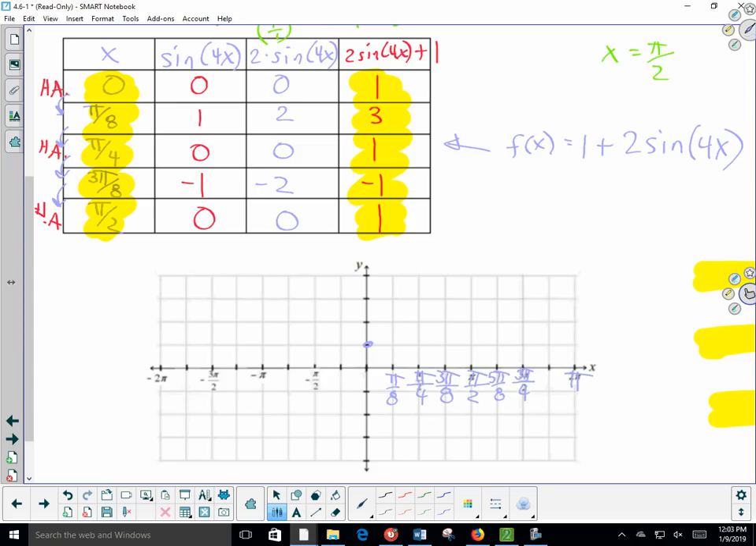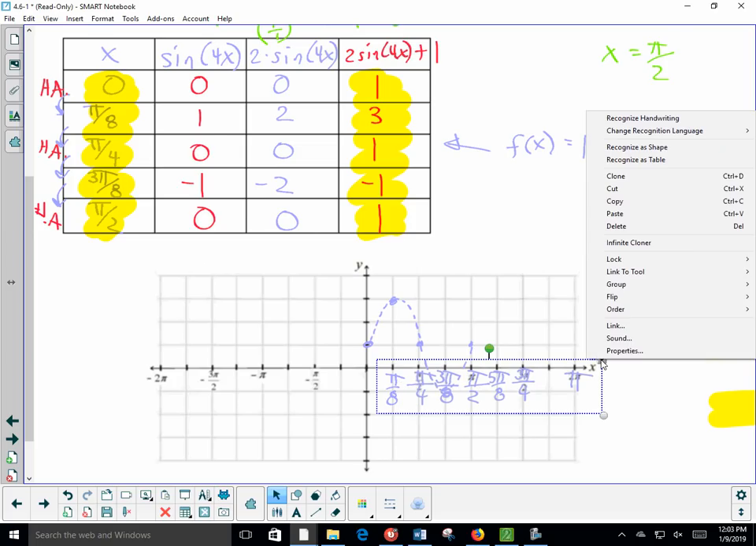So I have 0, comma 1, pi over 8, I should be up at 3. Pi over 4, I should be at 1. 3 pi over 8, I should be at negative 2. I'm sorry, negative 1. So slide that point up right there. And pi over 2 is at 1. So if I fill that in again with a dotted line, this is our sine graph, not our cosecant graph yet. All right? Can I just change that color on that? Let's see.